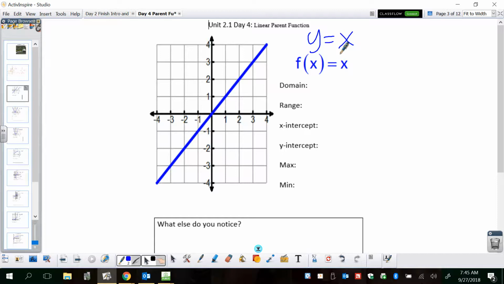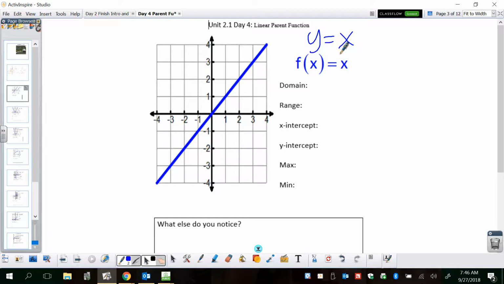What do you notice about the graph? It's linear. It's straight. Okay. It's also the simplest. So looking at the equation, this is the simplest linear equation possible. y equals x. So we worked with y equals x a lot. Algebra 1. Yes? We did a lot of linear in Algebra 1. So this is our linear parent function.